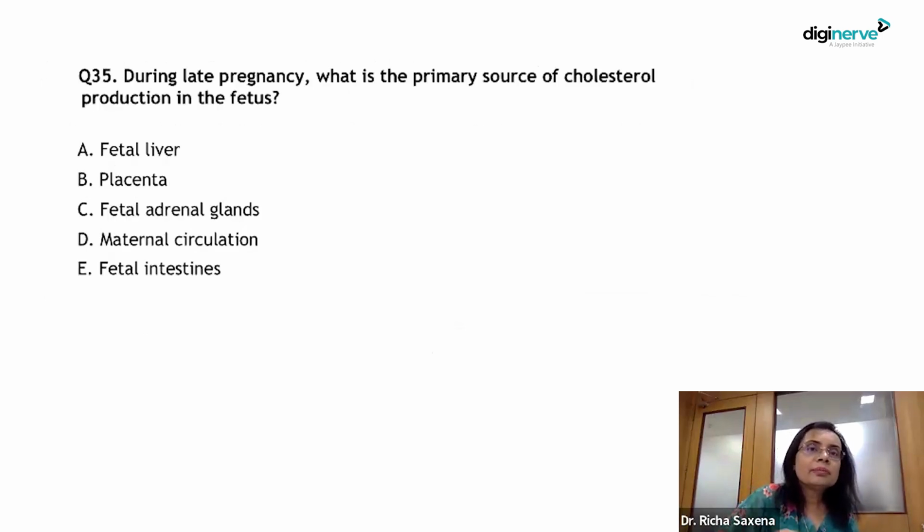During late pregnancy, what is the primary source of cholesterol production in the fetus? So late in pregnancy, where is cholesterol synthesized in the fetus? In the placenta. And in the adult, where is cholesterol synthesized? In the liver.